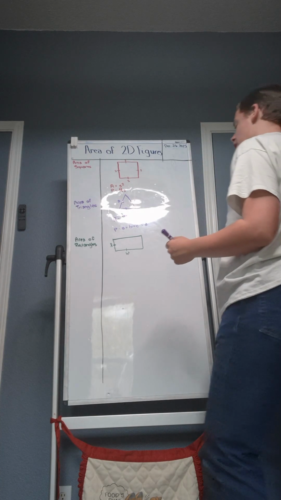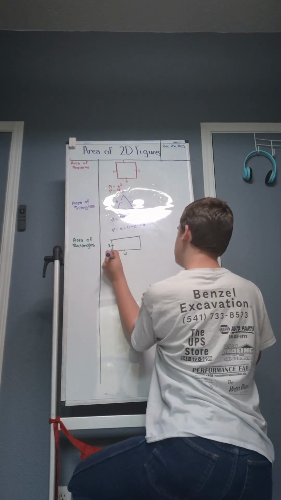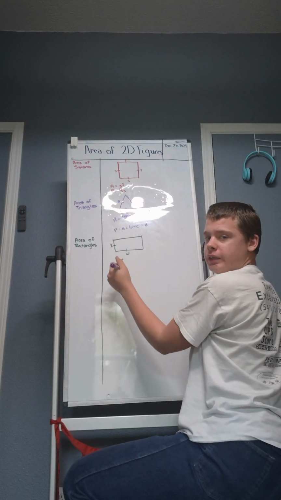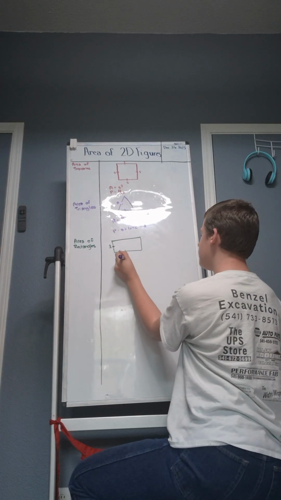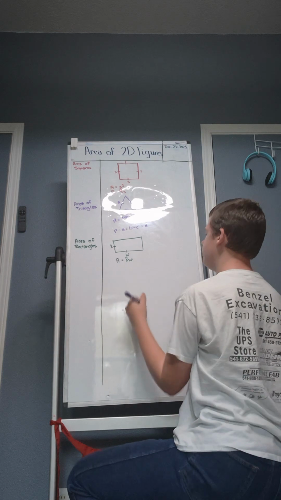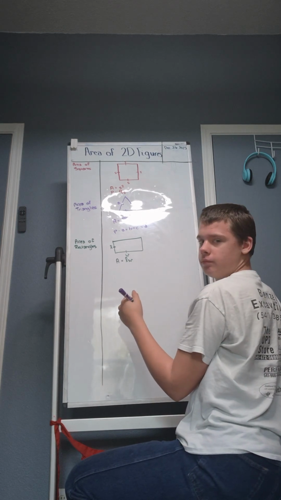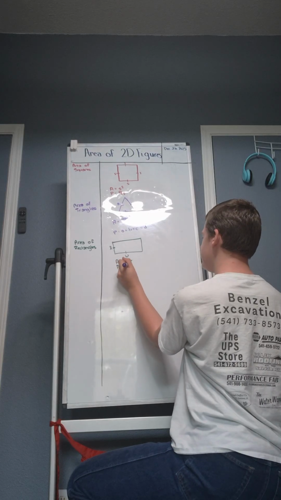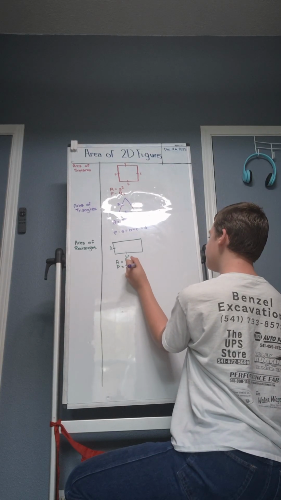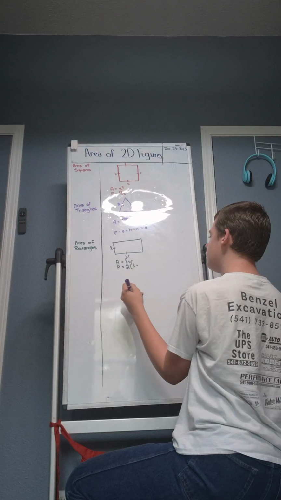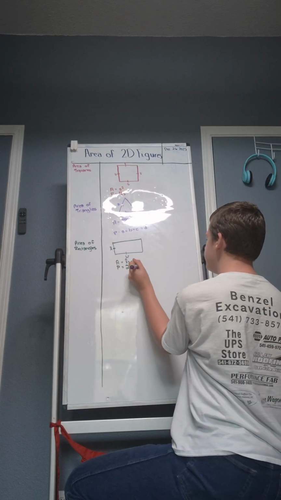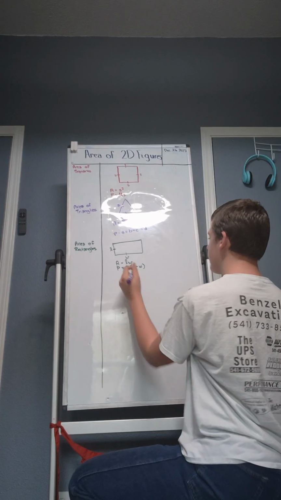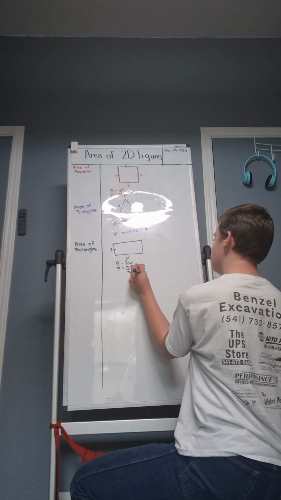So, the area of this figure is length times width. And the perimeter is 2 times length plus the width. So, like, you're going to have to do distribution property.